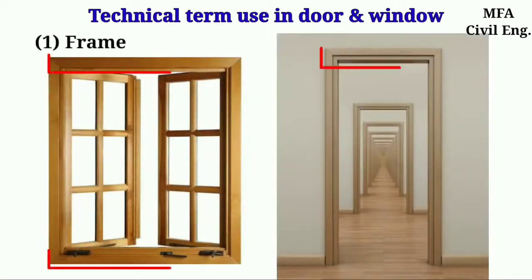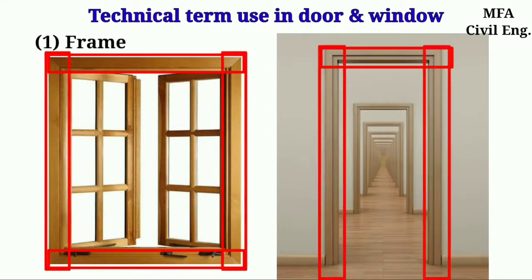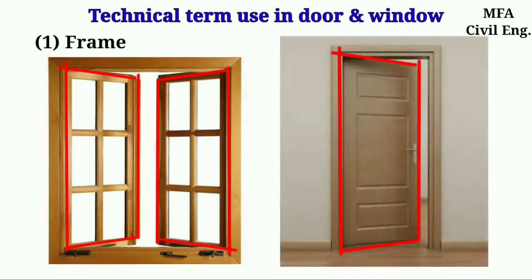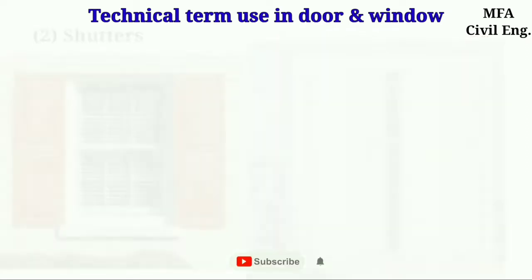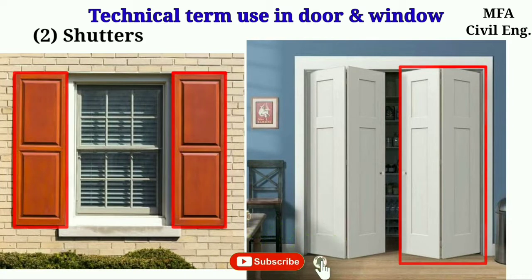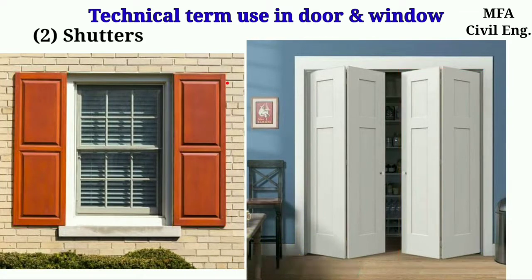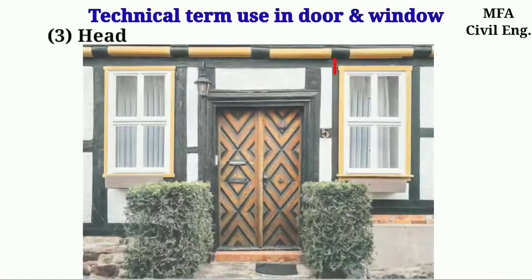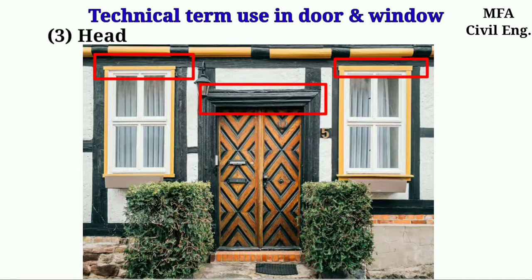Frame is an assembly of a horizontal and the vertical member forming an enclosure to which the shutter are fixed. Shutter are the openable part of the door or the window. It is an assembly of a stile, panels and the rail. Head is the top or the uppermost horizontal part of a window or the door frame.